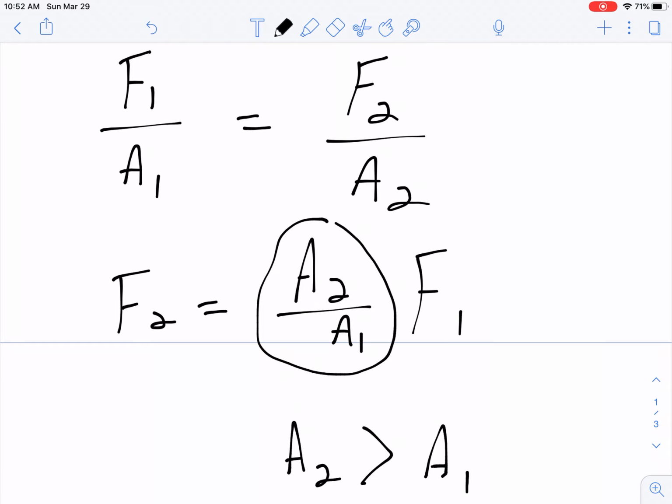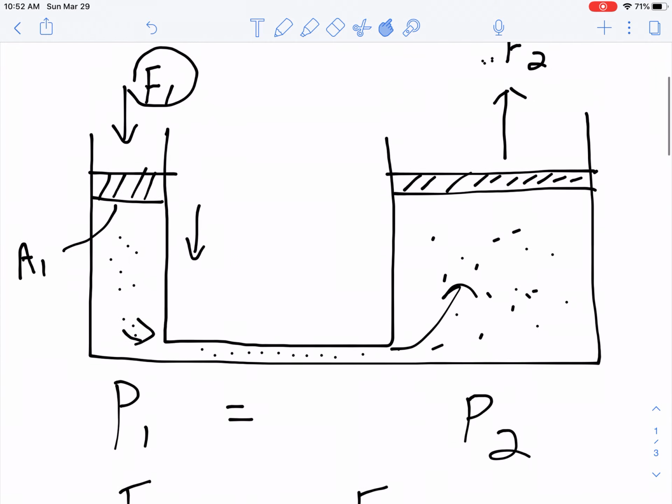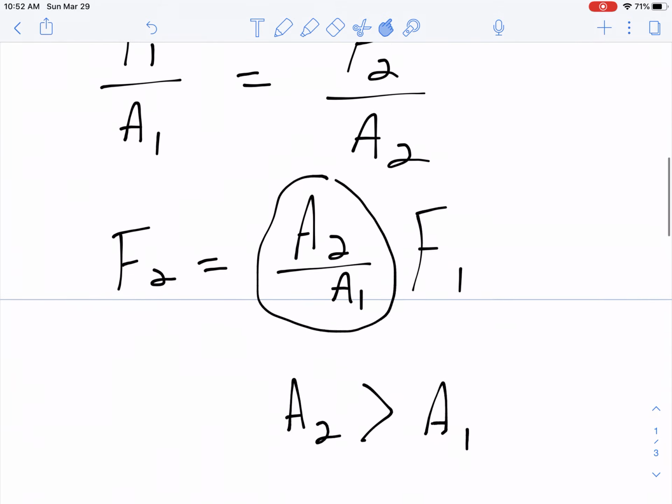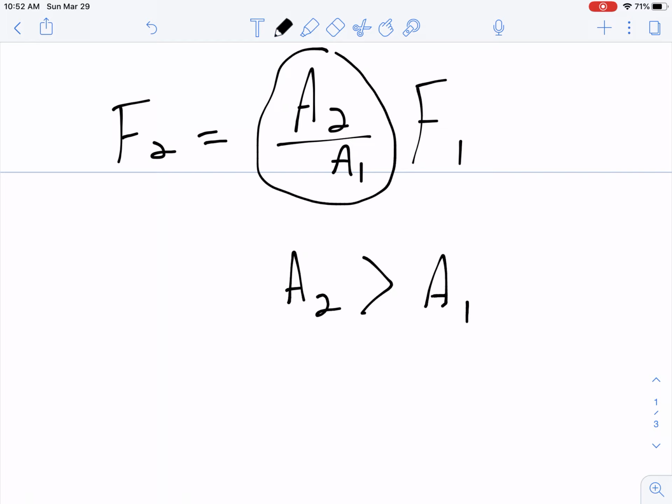Let me scroll back and show you. A2, I forgot to draw that over here. That one is A2. A2 is much bigger than A1. So if A2 is bigger than A1, then F2 is much bigger than F1.